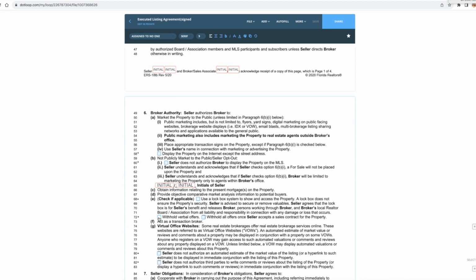In the incident that you are having this section marked withhold verbal offers, then here you go. You're protected and you can say, my seller wishes to have things presented on a contract. Please send it over. Withholding offers once the seller accepts a sales contract for property. You would have to mark that if that's what they want, but I always recommend to work on backup offers. So that's completely up to you and the seller.